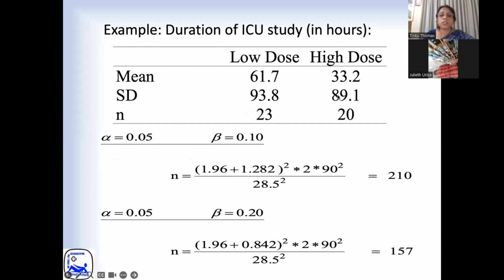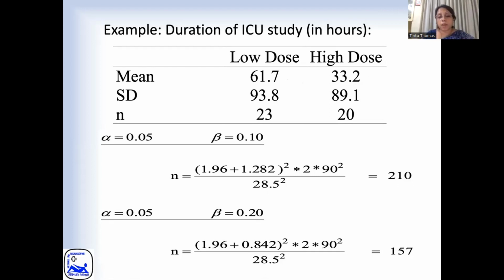So based on this information, if I substitute the values for a 28 hours difference in duration of ICU stay, the sample size that I require is about 210 per group for a 90% power. If I consider 80% power, the sample size reduces to 157 per group. So for comparing two groups for a 29 hours difference in duration of ICU stay, I would need 157 subjects per group.